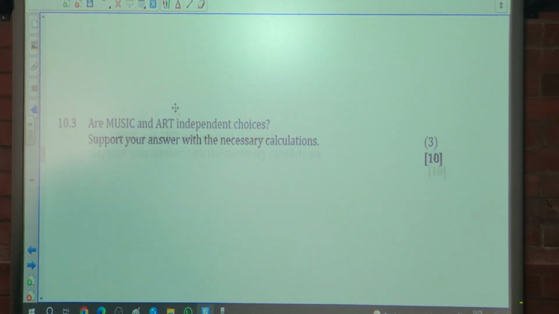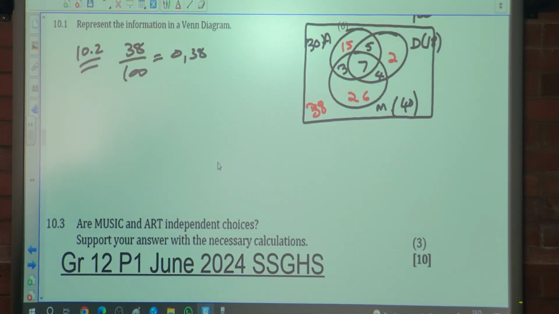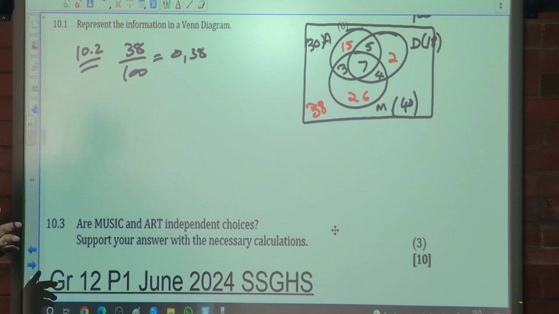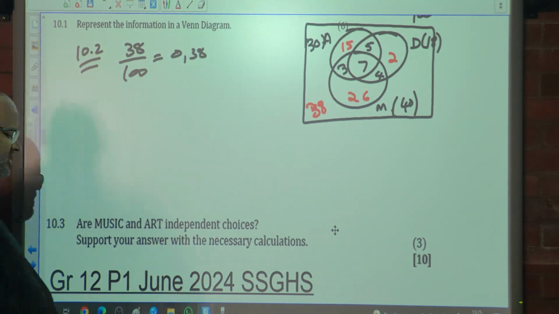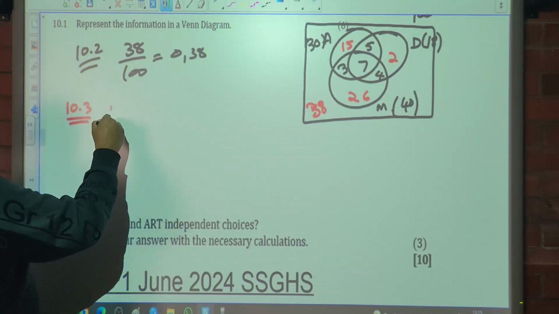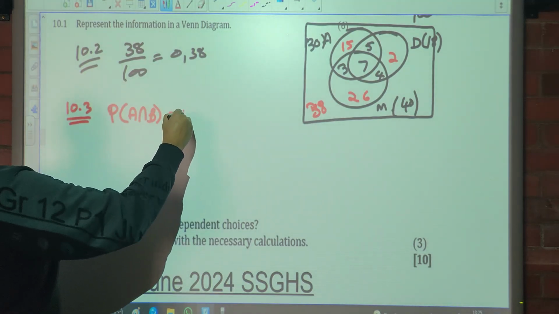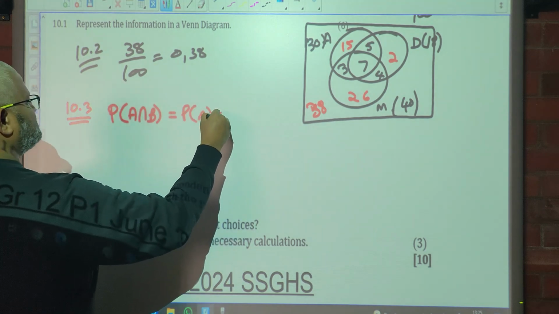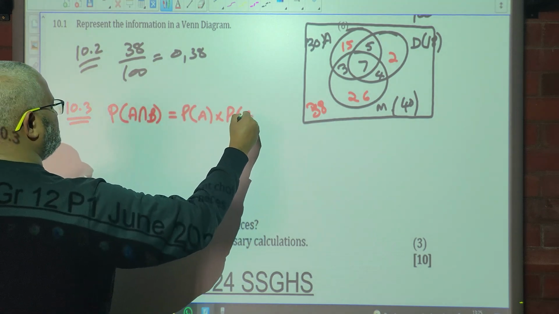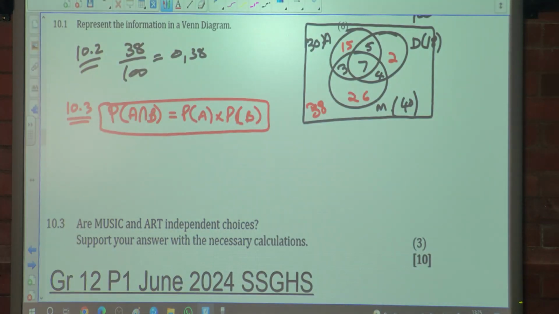You go to 10.3. This question says, are music and art independent choices? What's the condition for independent events? You know that the probability of A intersection B is equal to the probability of A times the probability of B. This is the condition for independent events.